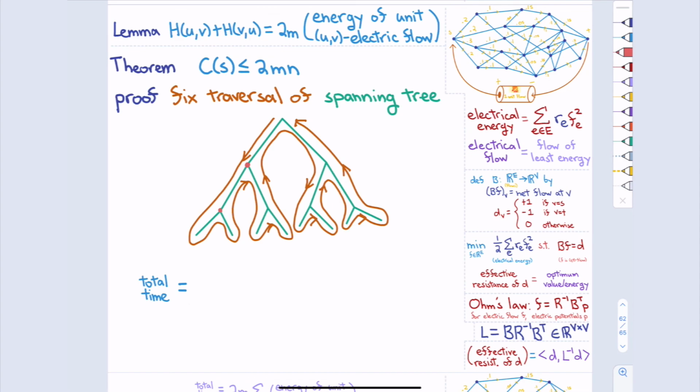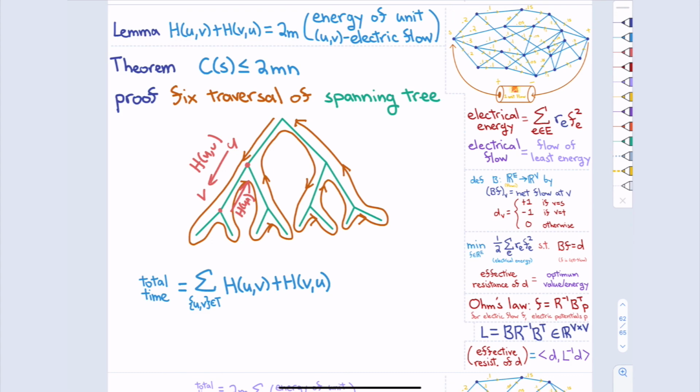So in particular, if this was a vertex U and this was a vertex V, I need to go down this edge from U to V, right? What's the expected time to do this leg of the traversal? Hitting time of UV. And then later in the traversal, you go down the tree, you go back up, right? So later I'm going to have to go from V to U. What's the time of that? It would be the hitting time from V to U. Okay, and we know what HUV plus HVU is equal to.